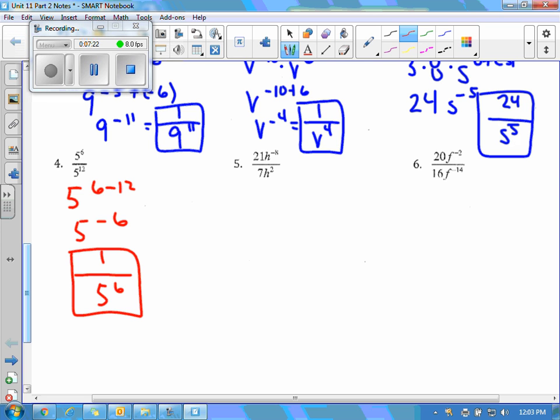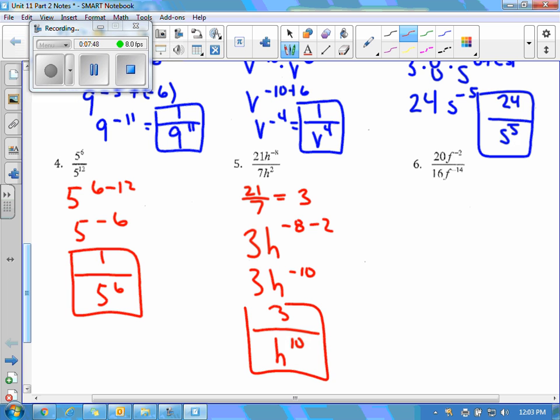For number 5, we're going to start by simplifying the coefficient parts, and that simplifies down to 3 over 1, or just 3. So now I have 3h. I have negative 8 on the top, so I do negative 8 minus 2. When I work that out, I get negative 10. Now I need to make positive exponents, so 3 stays on the top, and h to the positive 10 goes on the bottom.